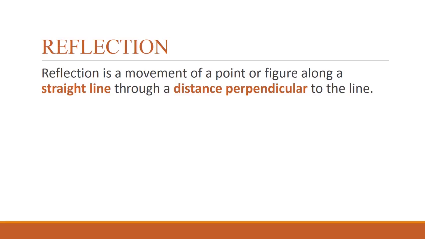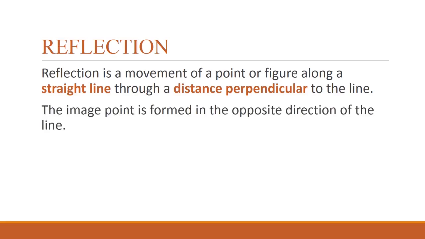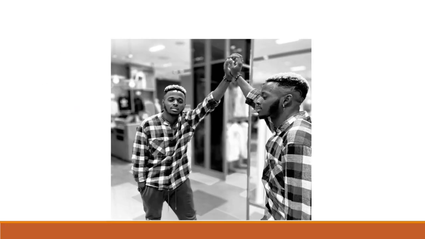Reflection is a movement of a point or a figure along a straight line through a distance perpendicular to the line. The image point is formed in the opposite direction of the line. Don't worry if you are not familiar with certain terms. Now let's use a picture to explain the whole concept of reflection.